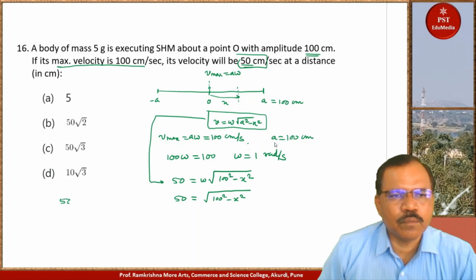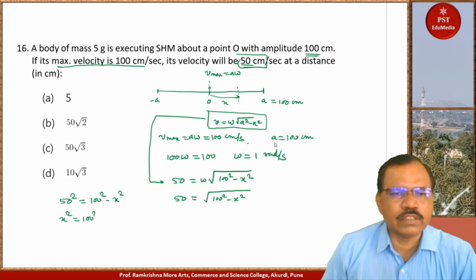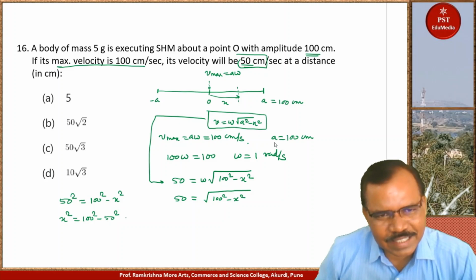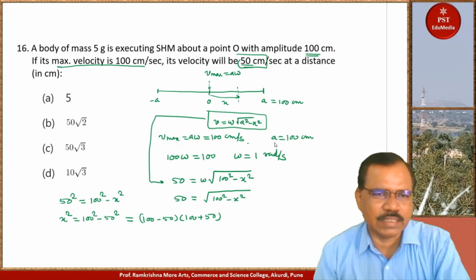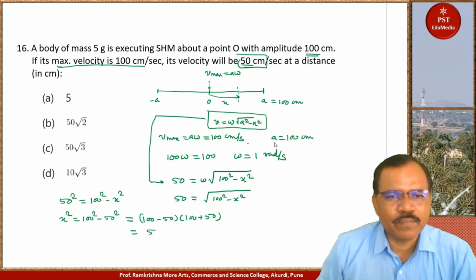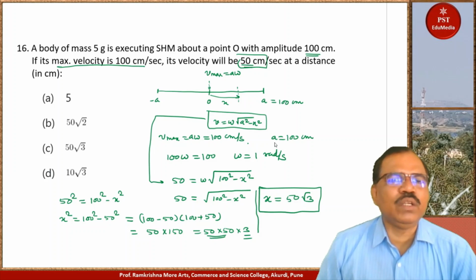So here 50 square is equal to 100 square minus x square. So we will get x square is equal to 100 square minus 50 square. Now see here, 100 square minus 50 square, you can write 100 minus 50 into 100 plus 50. We know x minus y into x plus y, that is x square minus y square. So we get here, this is 50 and this is 150. So we can write this as 50 into 50 into 3. So we get this is x square. So x is equal to 50 square root of 3. So x is equal to 50 into root 3.